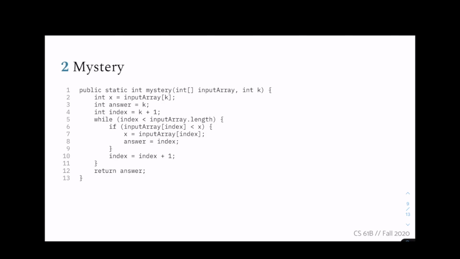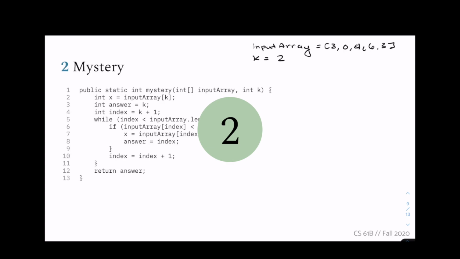So the first question is, what would mystery return if we set input array to equal 3, 0, 4, 6, 3, and k to equal 2? I'll give you a couple seconds to think about it. Welcome back. So let's step through together with these parameters and see what happens.